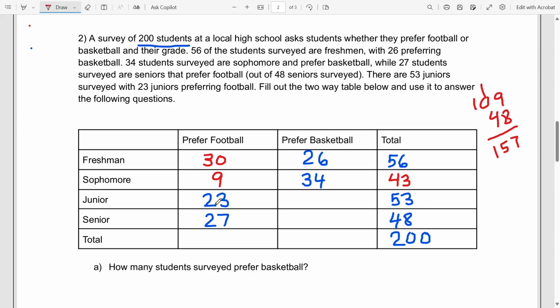Now 53 minus 23 is going to give us 30 juniors that prefer basketball. And 48 minus 27 seniors who prefer football will give us 21 seniors who prefer basketball. The total number that prefer basketball is going to be 60 plus 30 plus 21 is 111. 200 minus 111 is going to give us the 89 total students that prefer football. Okay, so let's go to the questions.